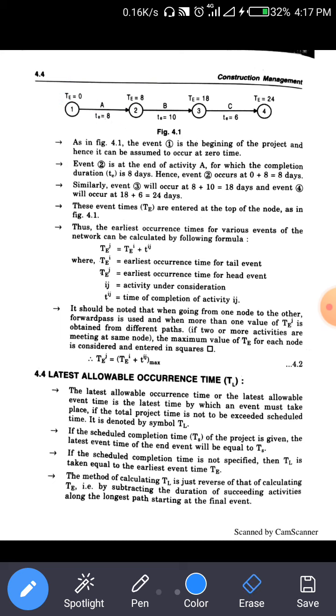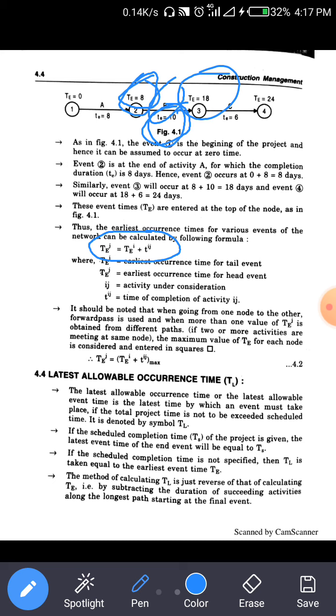So here activity B starts from the 8 days, and the time required to complete activity B is 10 days. So the summation of 8 plus 10 is equal to 18. So capital TE is 18 days, a total of 18 days required to complete activity B. These are the simple formula for finding the TE: TEJ is equal to TEI plus TIJ.